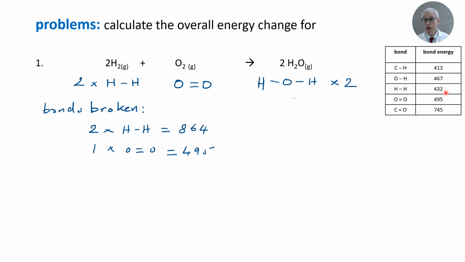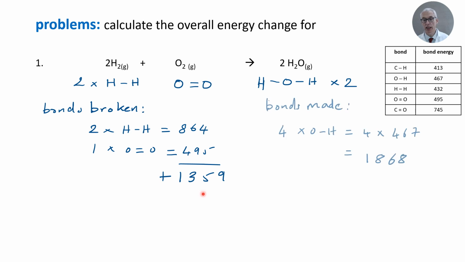Hydrogen, hydrogen is 432, but times 2 comes to 864. There's 1 oxygen, oxygen double, which is 495, comes to plus 1359. Now we need the bonds that are made. Well, we've got oxygen, hydrogen twice in a water molecule, but there are 2 water molecules. So 4 times the oxygen, hydrogen, 4 times 467 comes to 1868. But we need to give making bonds a negative sign.